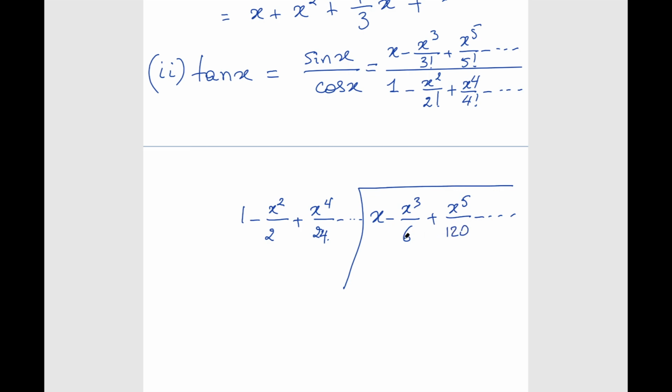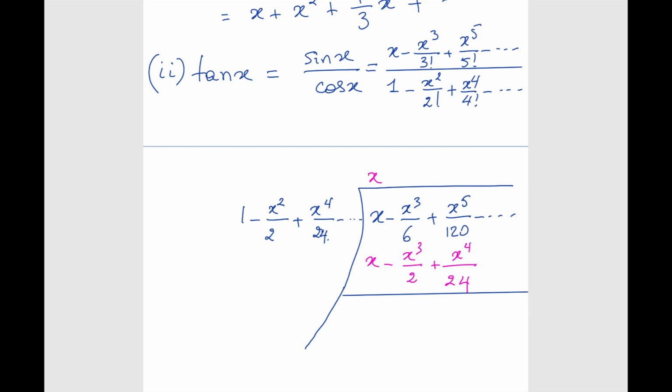Okay. All right. So the question is, what should we multiply 1 to get x? Let's multiply it by x. If you do so, you get x times 1, which is x, minus x cubed over 2, and plus x to power 5 over 24. Okay. All right.